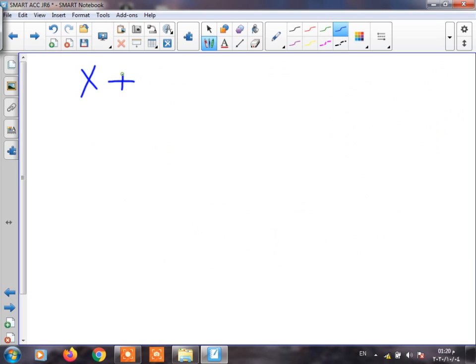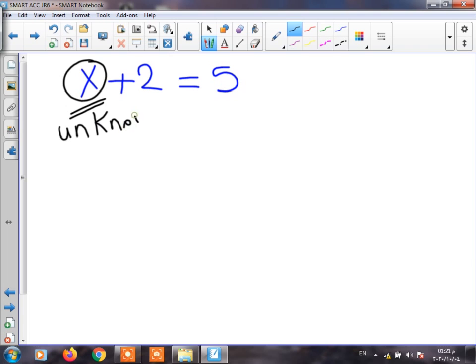x plus 2 equals 5. Now I want to solve this equation. What is the meaning of solving this equation? I want to find the value of the unknown. What is the unknown here? The unknown here is called x. So I want to get the value of the unknown x, to satisfy this equation. So I want to get the value of x.